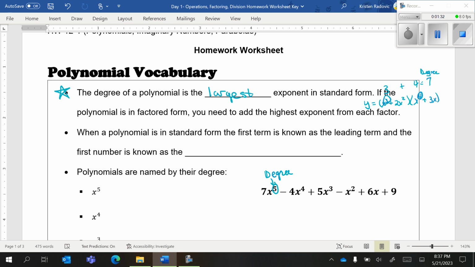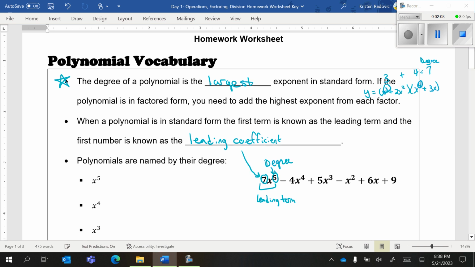Now, that is very important to know. You need to know the degree is your largest exponent if you are in standard form. When a polynomial is in standard form, by the way, that means you have the term with the largest exponent first, and all of your exponents then descend until you get to 0. The first term is known as the leading term, so this is called your leading term. And then the first number in front is known as the leading coefficient. So for example, 7 would be the leading coefficient in this example.